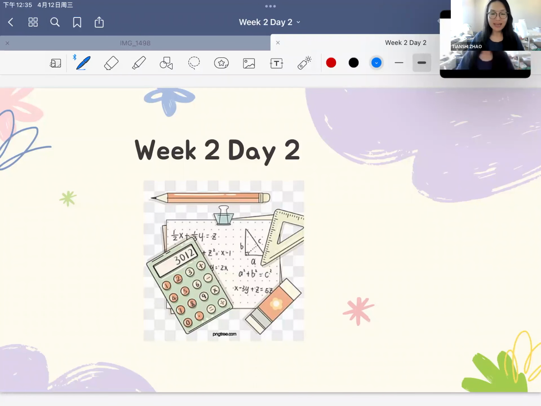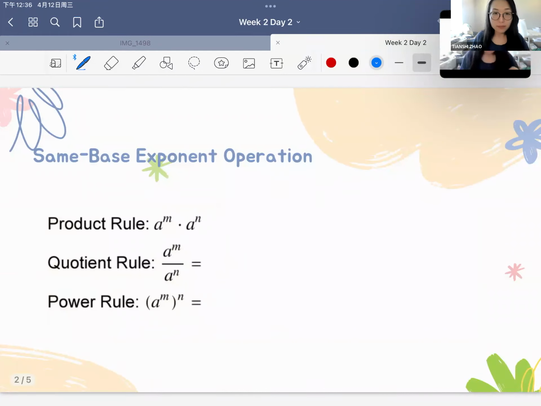So today we're going to talk about the exponent calculation. First of all, let me introduce the three basic formulas to calculate same base exponent operations. The first one is called the product rule.